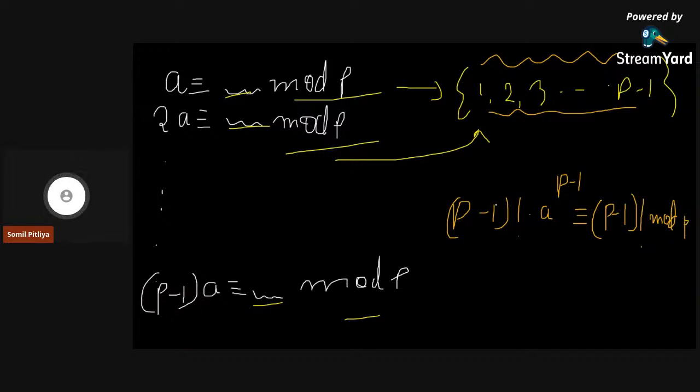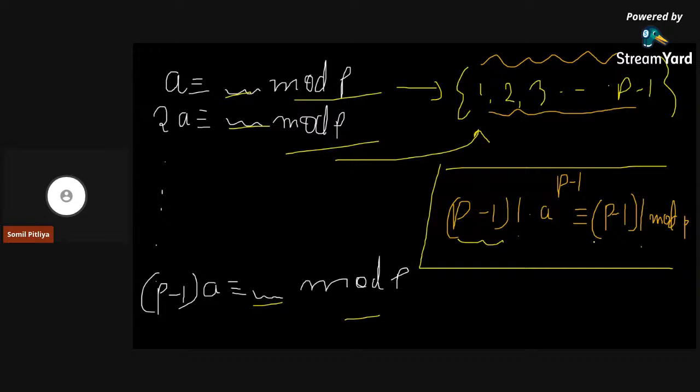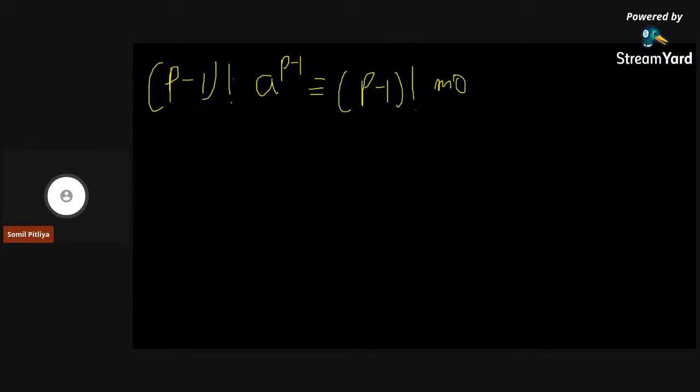Now I am reaching towards the end. I can cancel this p minus 1 factorial if and only if the GCD of p minus 1 factorial and p is 1. So what I have got, I can write down here: p minus 1 factorial into a raised to power p minus 1 is congruent to p minus 1 factorial modulo p. Now, what is the GCD of p minus 1 factorial comma p?